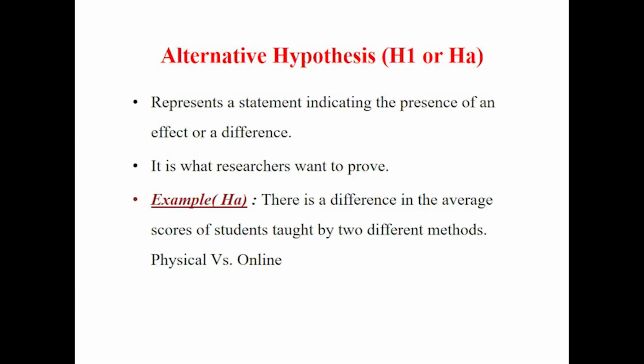Now, the alternate hypothesis is the other one, where we talk about H1 or HA, which represents a statement indicating the presence of an effect or a difference. It is what the researcher wants to prove. Continuing from the null hypothesis, we say HA here is that there is a difference in the average score of students who are taught by 2 different methods, that is the physical and the online method.